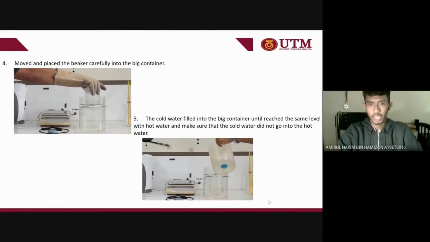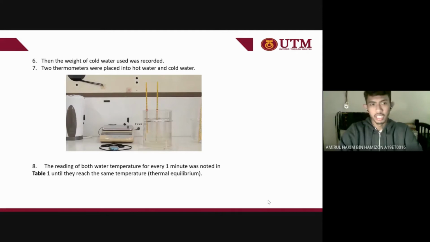And we made sure that the cold water did not go into the hot water, or any mixing between the hot and cold water. And then the weight of cold water used was recorded. Next, two thermometers were placed into the hot water and cold water. And lastly, the reading of the temperature for both hot and cold water for every 1 minute was noted in table 1 until they reach the same temperature, or what we call thermal equilibrium.